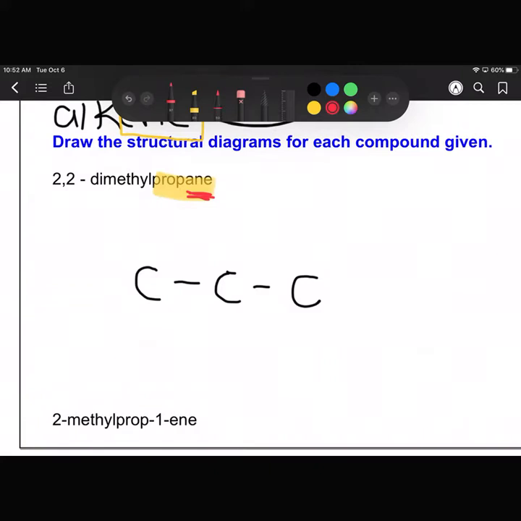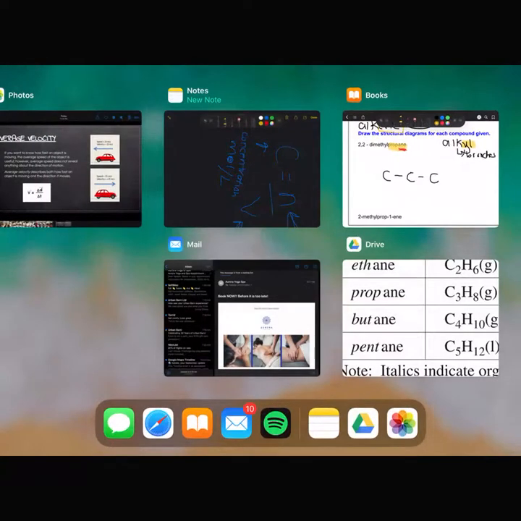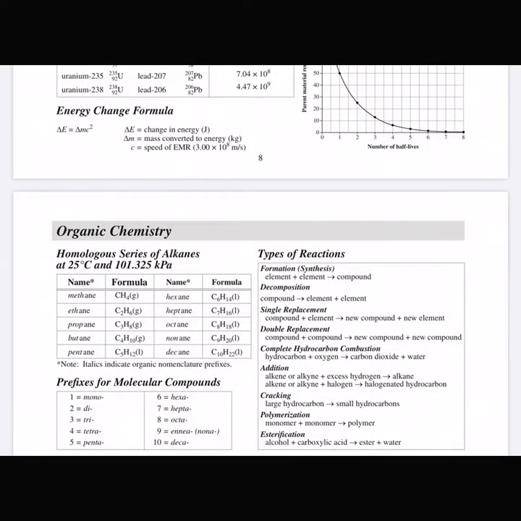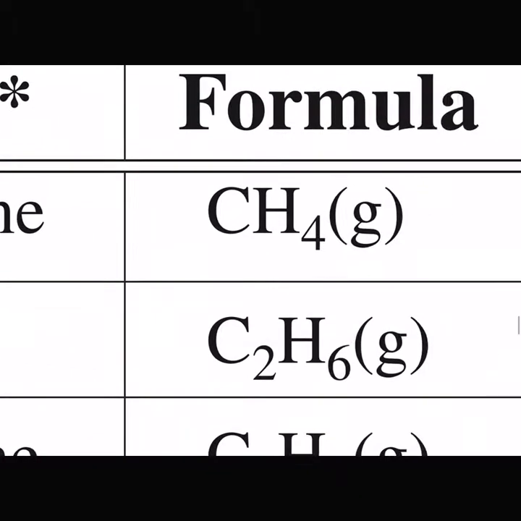Now we need to look at what dimethyl means. That's something that was done in the review. Methyls, or alkyls, are branches off of this. They're called alkyls, so they use that YL ending, and then they use the same prefixes we've been using. So if it's a methyl, meth means one carbon.